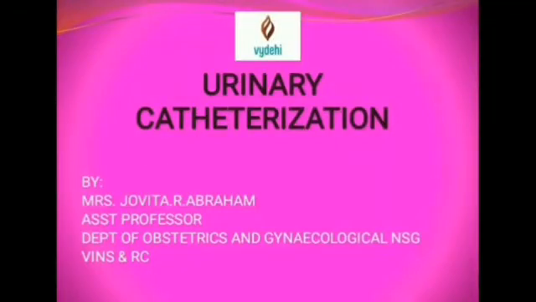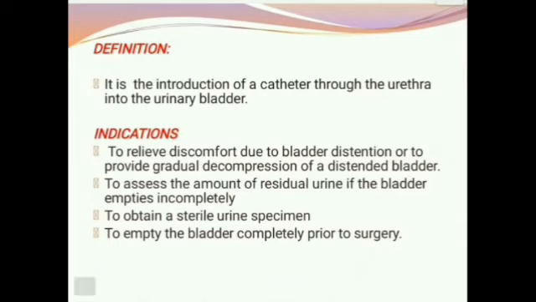Good day to all. Today we will be showing about urinary catheterization. Urinary catheterization: a latex, polyurethane or silicone tube known as a urinary catheter is inserted into the bladder through the urethra. It is used to drain the bladder. Definition: it is the introduction of a catheter through the urethra into the urinary bladder.